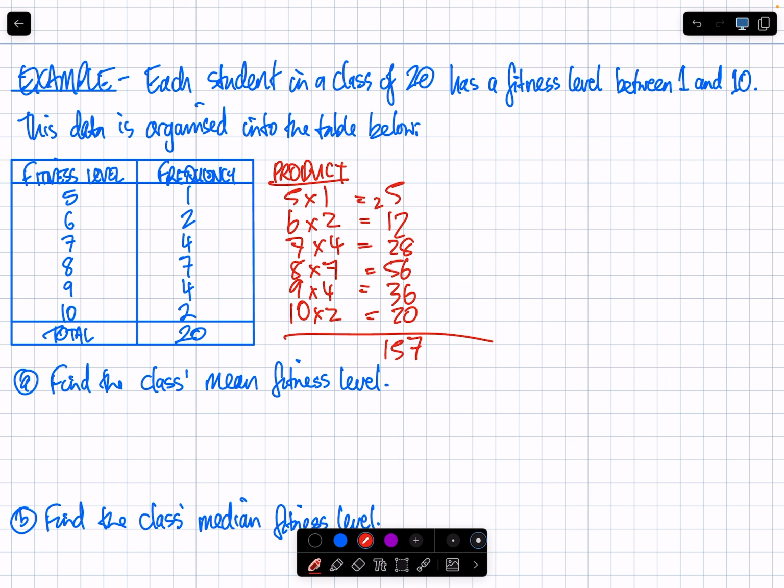So the mean equals 157 over the 20. 7.85.